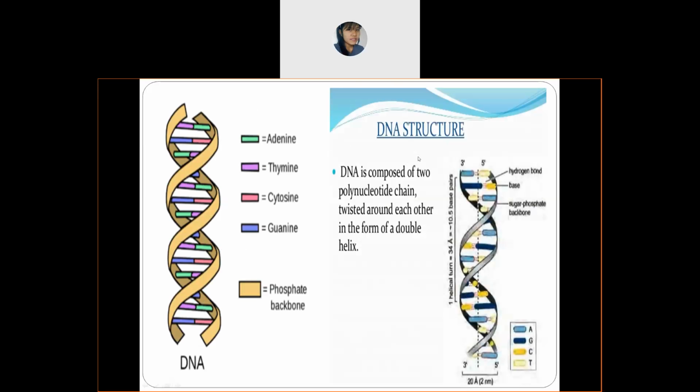This DNA is composed of polynucleotide chains which are twisted around each other. Means these chains are twisted around each other, forming a double helix. They are known as double helix. About all this we will come later. For now, we'll just know the DNA structure: that the DNA is composed of two polynucleotide chains, and they are twisted around each other.